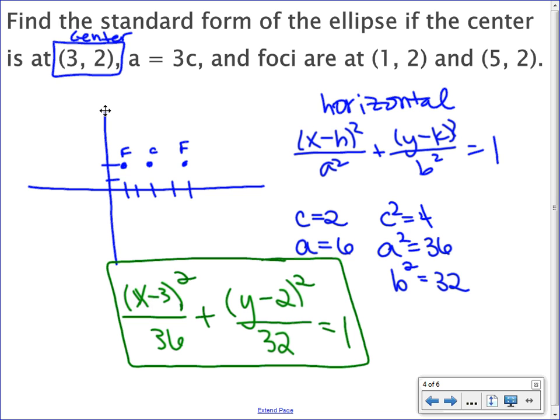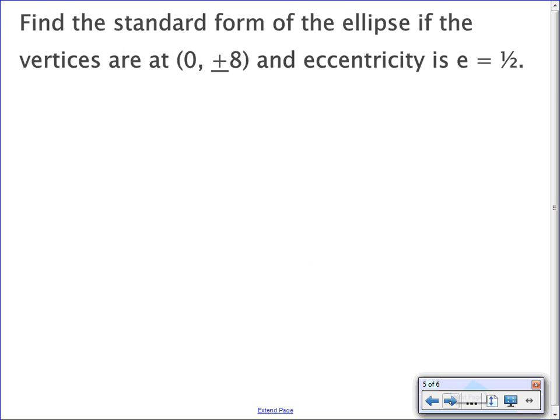One more. This time we have vertices and eccentricity. Now, c is not 1, a is not 2, 3/6 could make 1/2. Oh, how disappointing. Let's use our vertices first: (0, 8) and (0, -8).